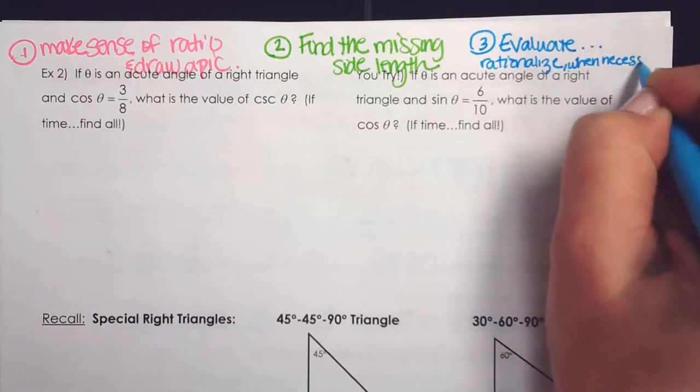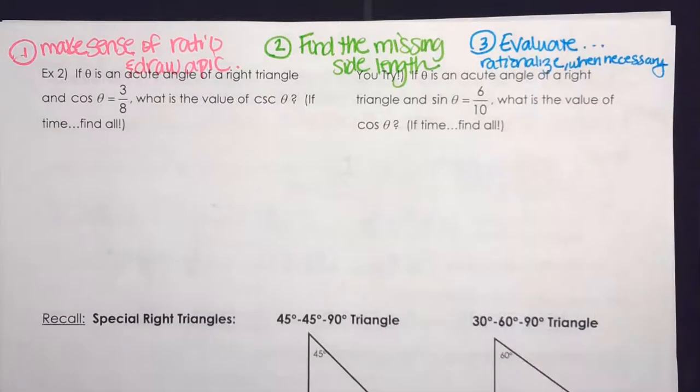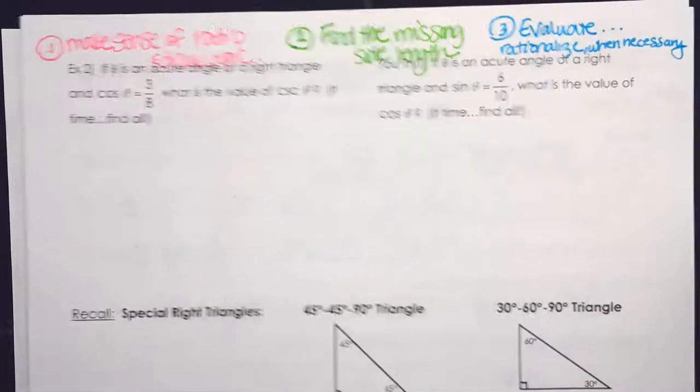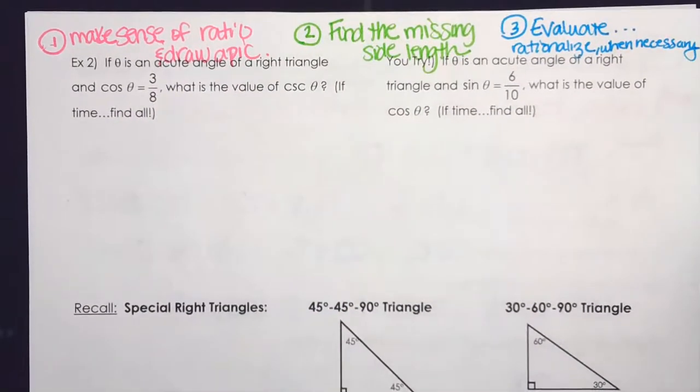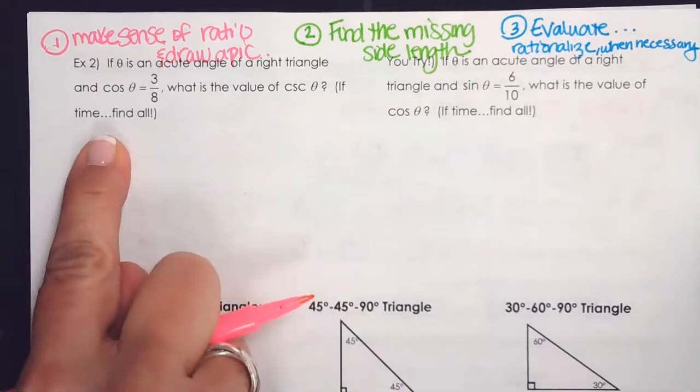In the other problems that we dealt with, they came out pretty. In example 2, we're going to practice rationalizing when necessary. So to rationalize means that we don't want any radicals in our denominator. So we'll review how to do that. So let's try that with example 2.